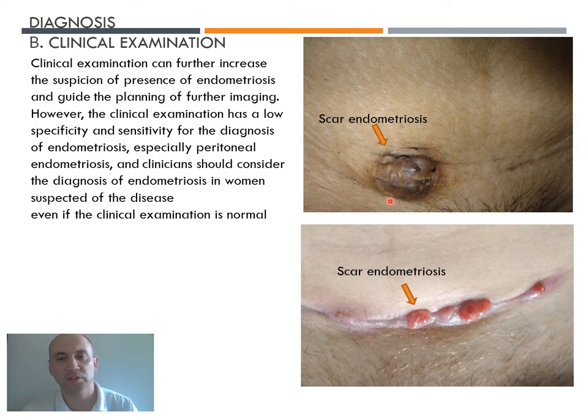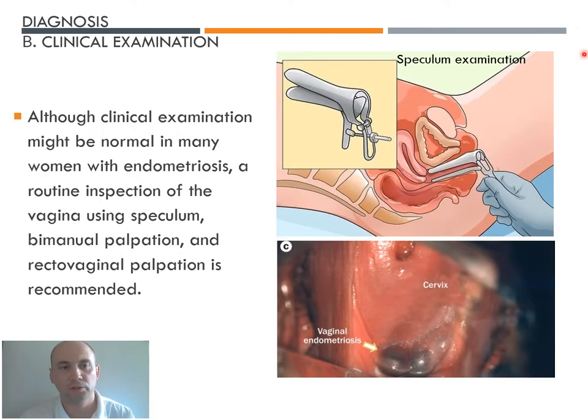But sometimes clinical examination gives you much information about endometriosis in such cases like scar endometriosis. Although clinical examination might be normal in many women with endometriosis, a routine inspection of the vagina using speculum, bimanual palpation, and rectovaginal palpation is recommended. Speculum examination sometimes can give you information about cervical endometriosis or retrocervical endometriosis growth into the vagina.